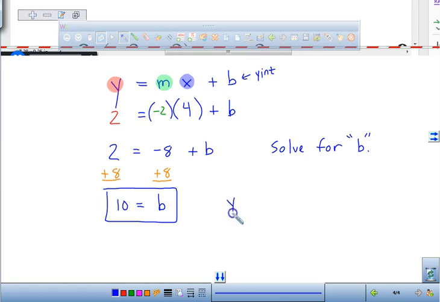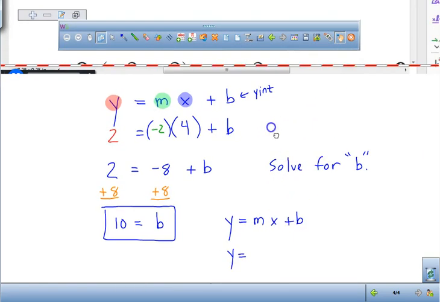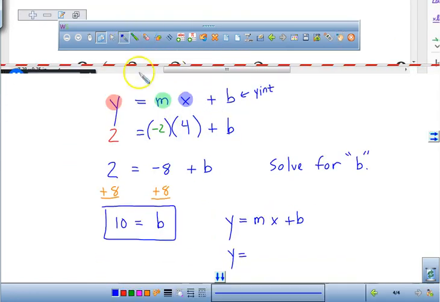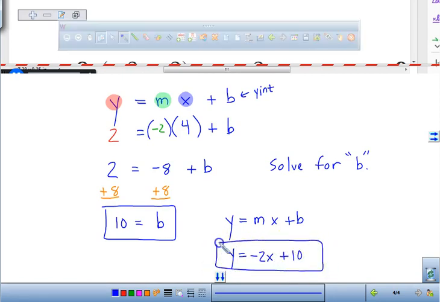So our equation in slope-intercept form is this. Now, we're like, wait a second, what's the slope? They told us the slope. What is the slope? Negative 2. So our final answer is negative 2x plus 10. Alright, so write that down. Y equals negative 2x plus 10.